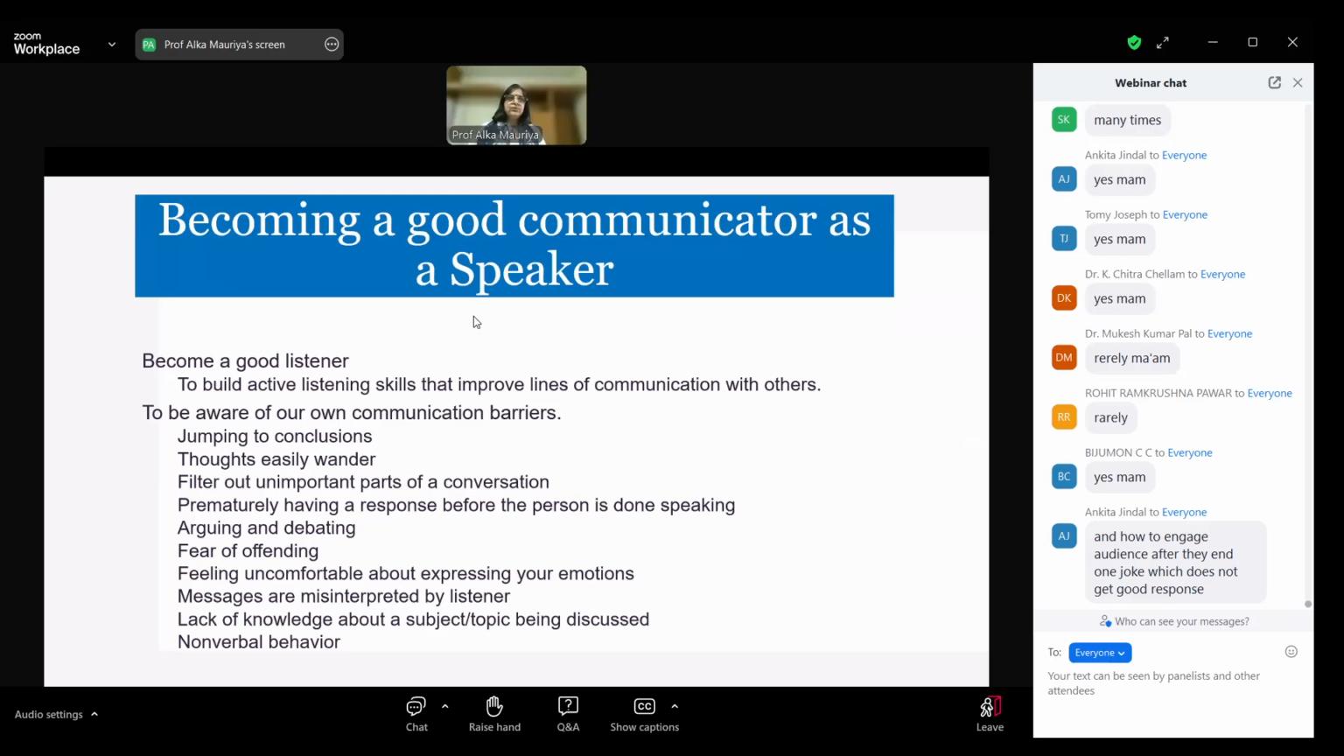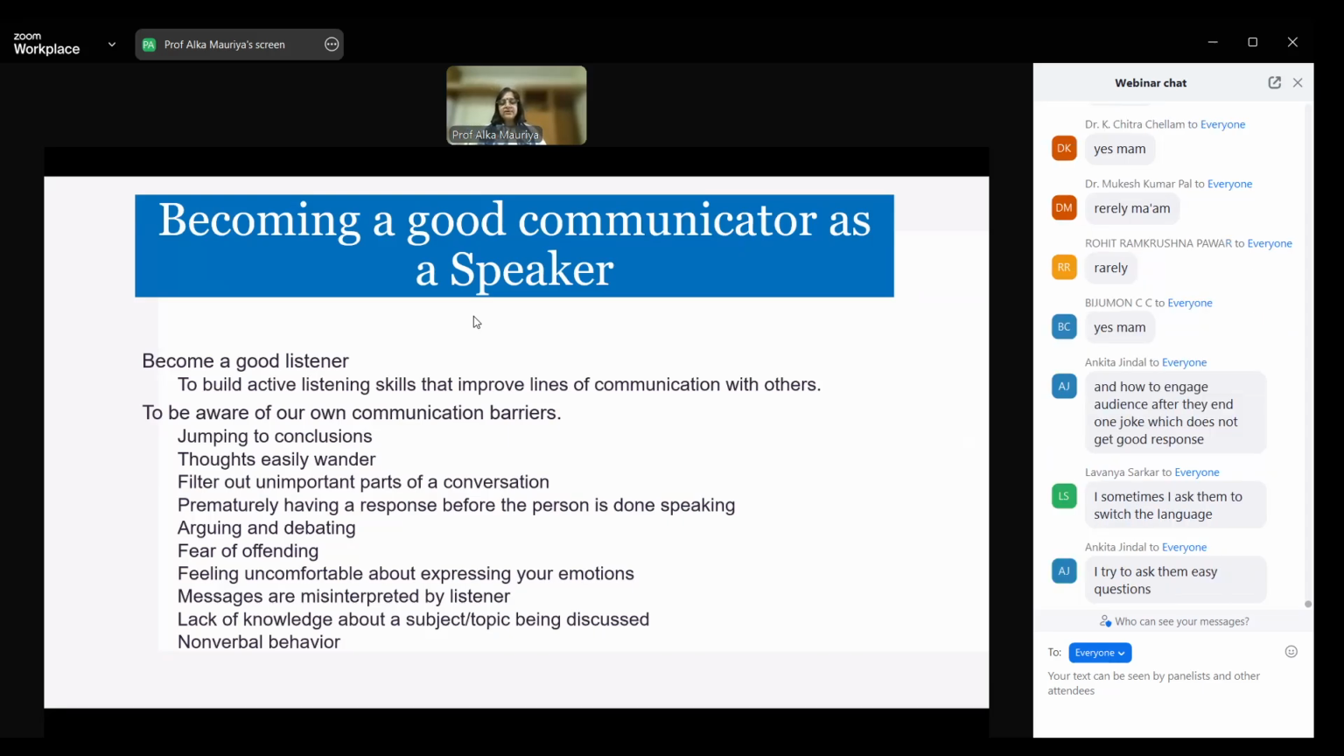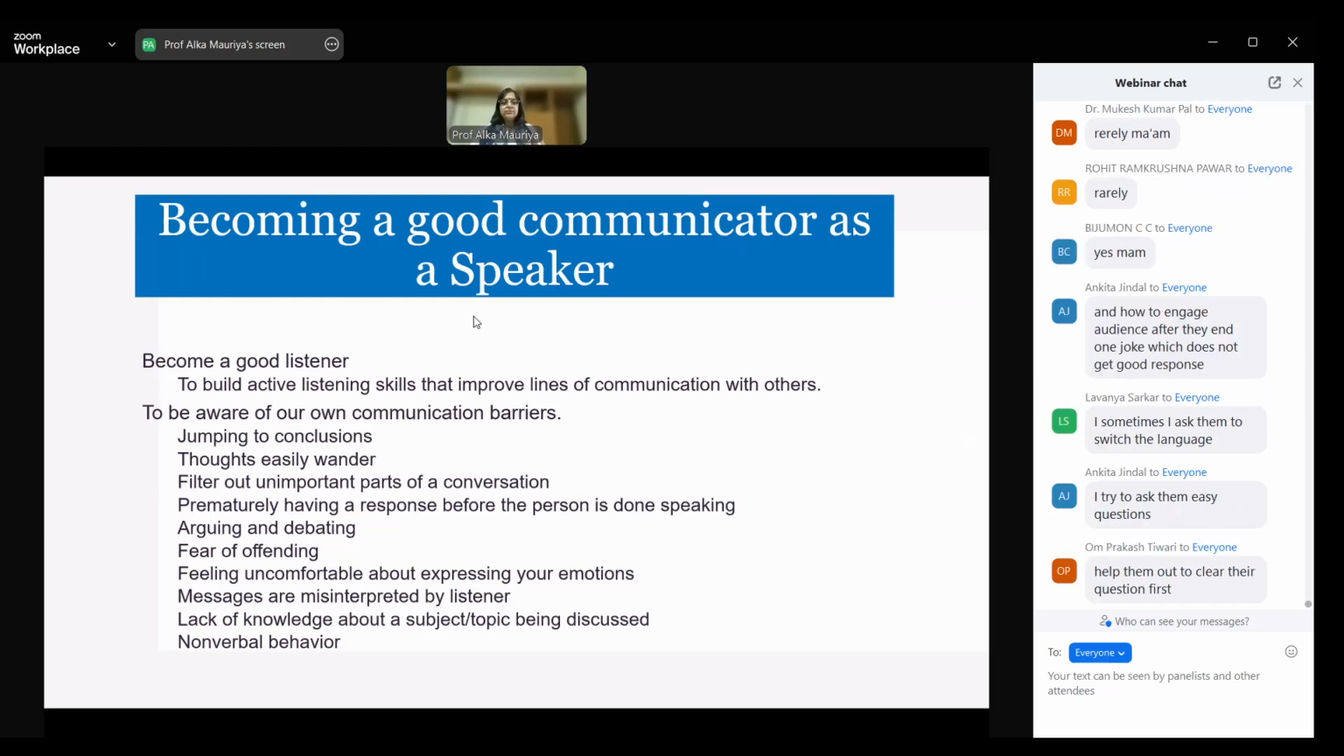One option is that, because when a student asks questions, the normal reaction is that the other students start laughing, right? And then the student becomes very uncomfortable. He thinks, why did I ask so many questions?